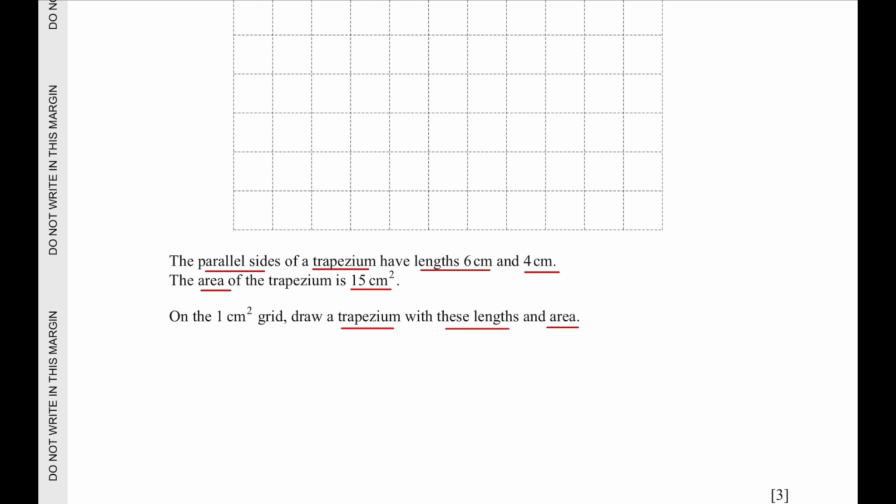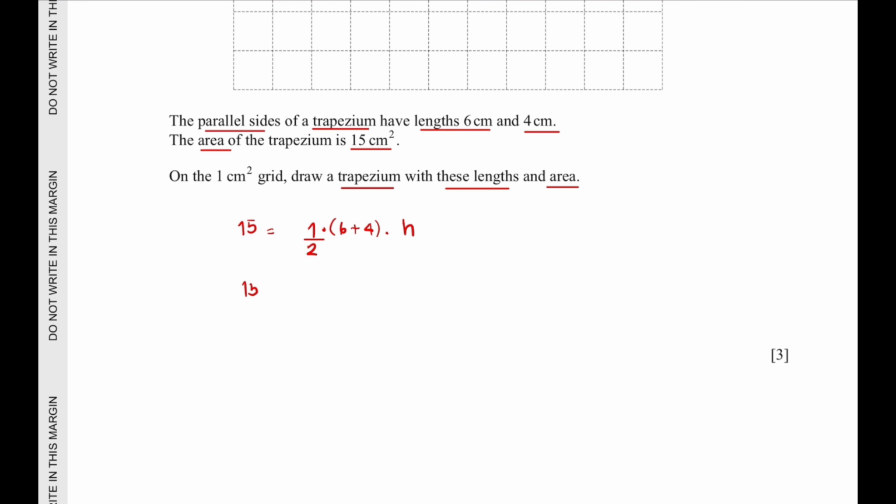So area of a trapezium is 15, which is equal to 1/2 times the sum of the parallel sides, which is 6 plus 4, and then times height. So in this case, we will have 15 equal to 10/2 times h. So therefore, height of the trapezium will be equal to 3 cm.